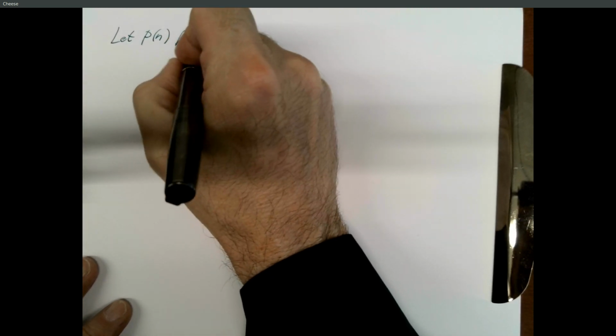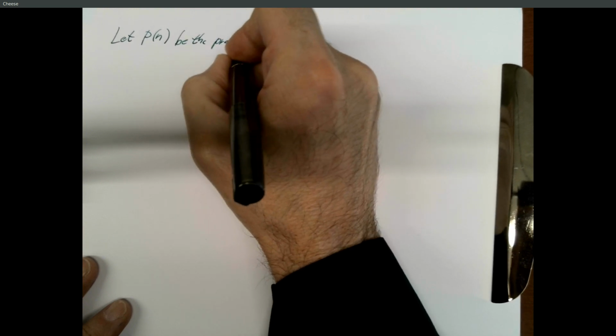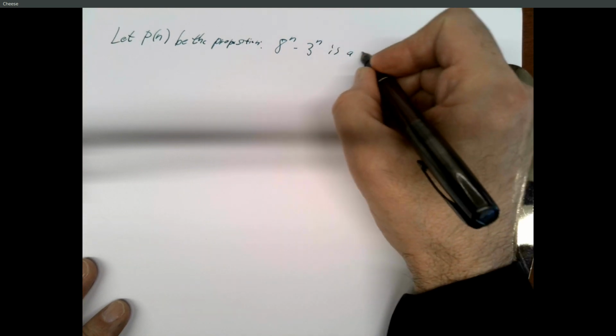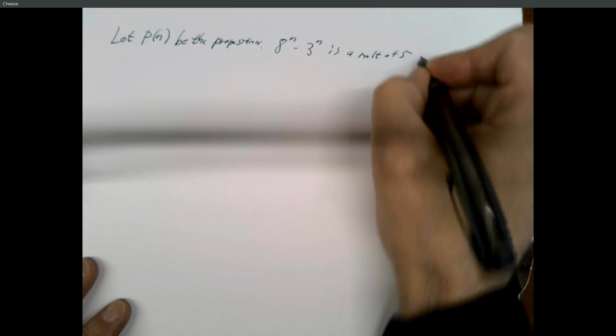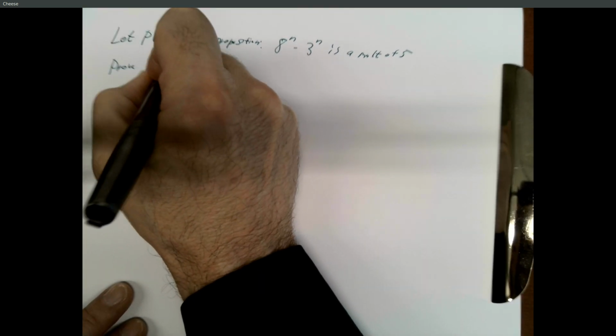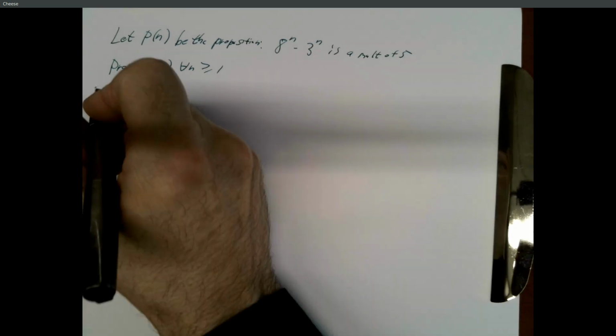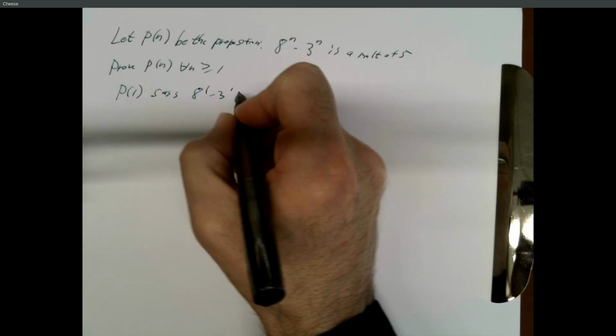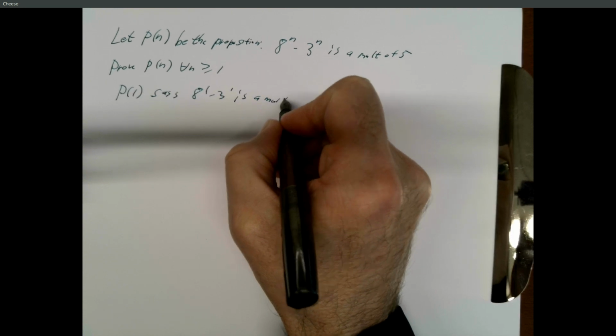So let P of n be the proposition: 8 to the n minus 3 to the n is a multiple of 5. Prove P of n for all n bigger than or equal to 1, using mathematical induction, because that's the section we're in, right? So base case, not too bad. P of 1 says 8 to the 1 minus 3 to the 1 is a multiple of 5. Well, 8 to the 1 minus 3 to the 1 is 5, that's a multiple of 5, so that's true. So we got a base case.